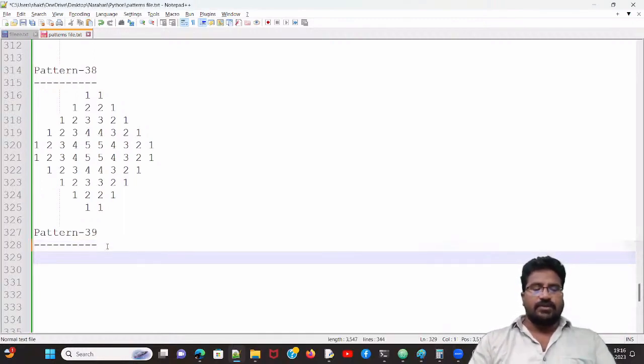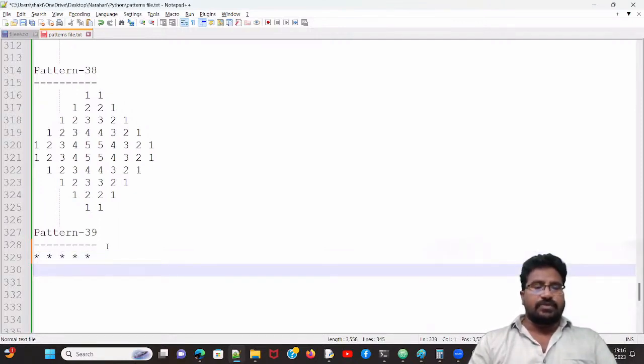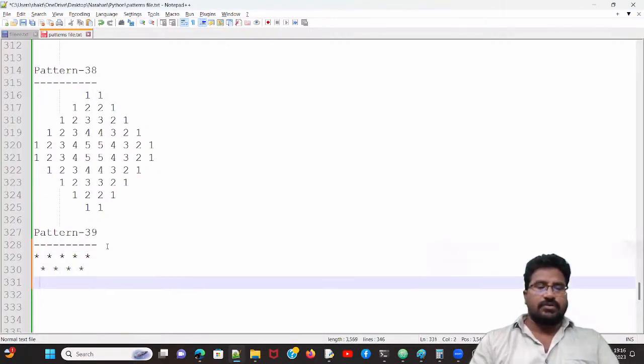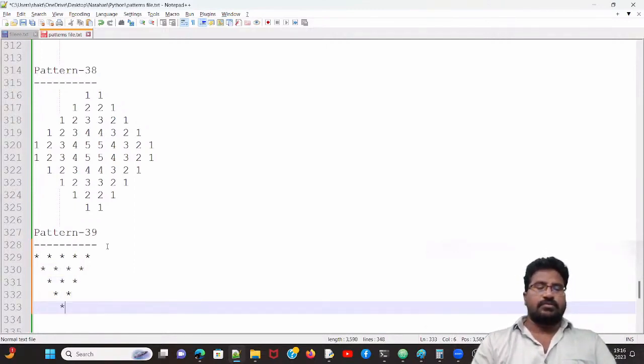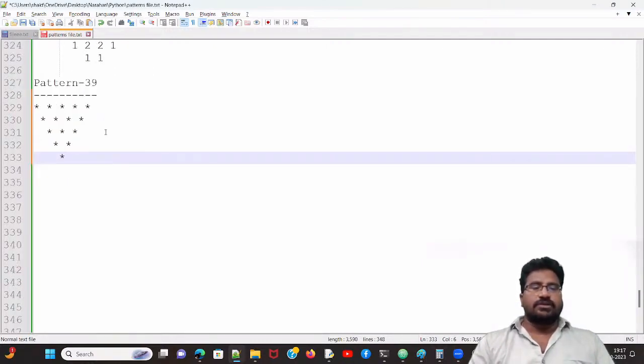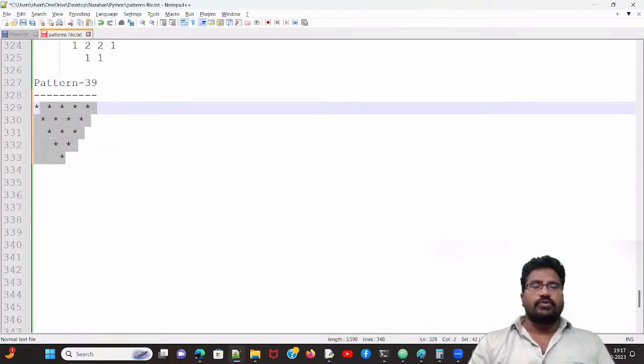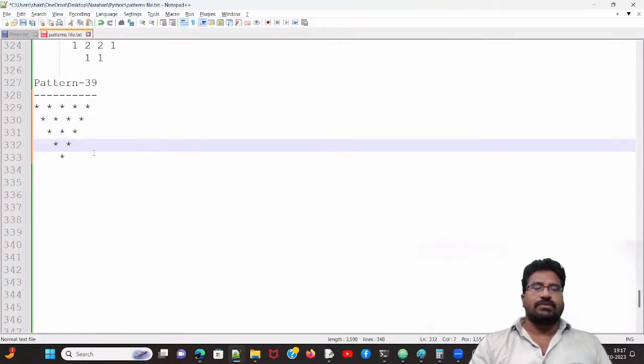A little bit bigger one. First we'll take 1, 2, 3, 4, 5. Then the next one, 1, 2, 3, 4. Next, 1, 2, 3. Next, 1, 2, and then one, forming a pattern like this. Observe, this is not a combination of two or more patterns. It's a simple one, a normal one.